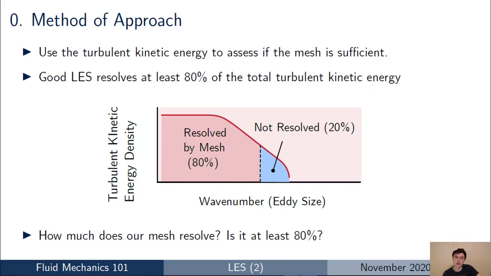The criterion that we're going to be using in this talk, which tends to be a good enough criterion for most LES simulations, is that good LES will resolve at least 80% of the total turbulent kinetic energy. What does that statement mean? If we think back to the turbulent kinetic energy density graph that we came up with in the previous talk, the total area under the graph is the total turbulent kinetic energy, and we want to ensure that our LES resolves at least 80% of that. That's generally the criterion for a good LES simulation in terms of the mesh.